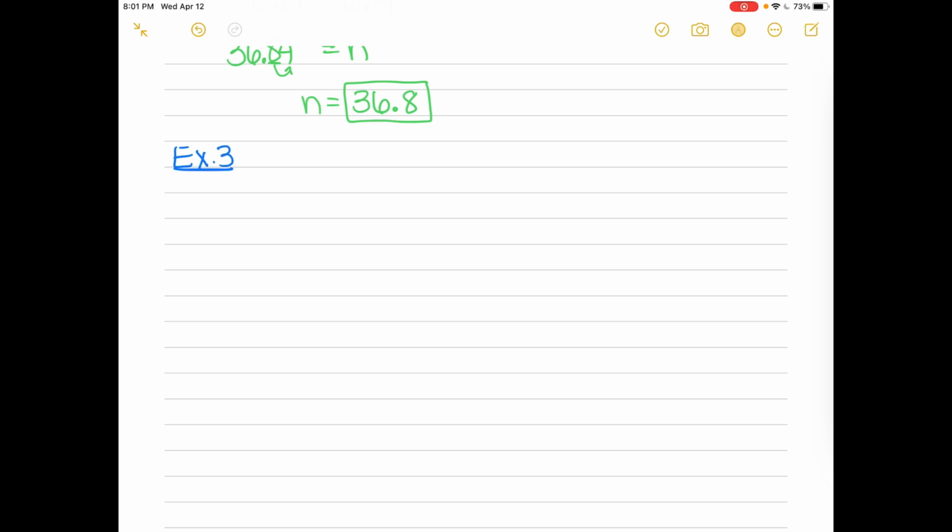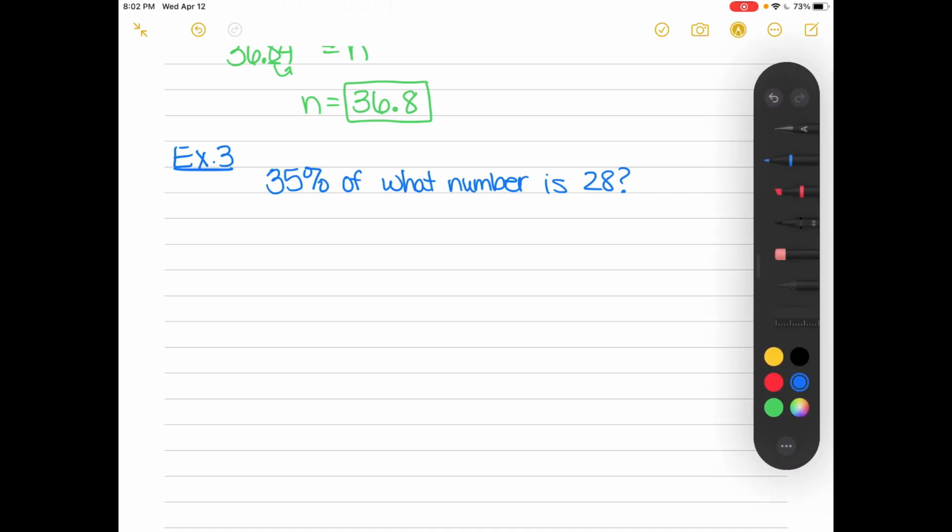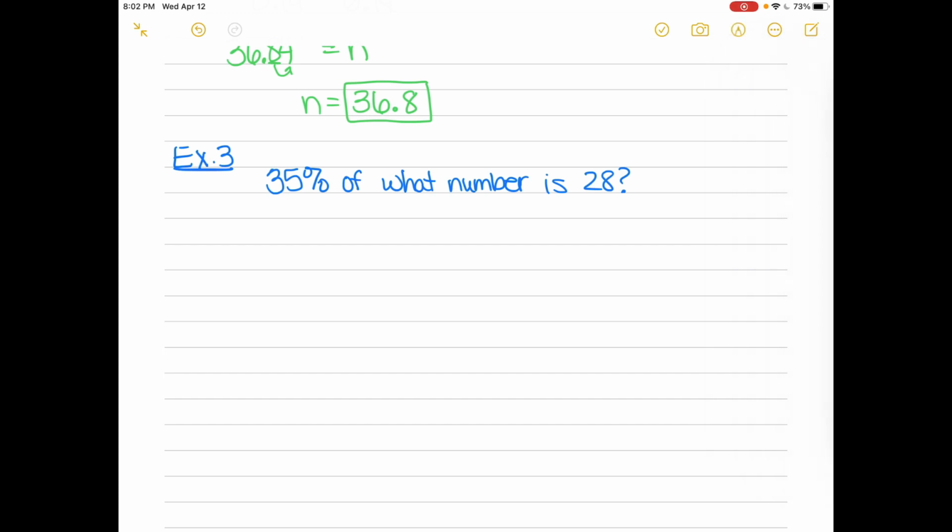So on example 3 in your book, it says to write a proportion, but remember we're not doing that. So this says 35% of what number is 28? Okay, so I'm going to rewrite this as an equation. Remember, we start with the is, which means equals, 28. And then what number means that's going to be n. Of means times. And then 35% gets changed to 0.35. So I have 0.35n equals 28.